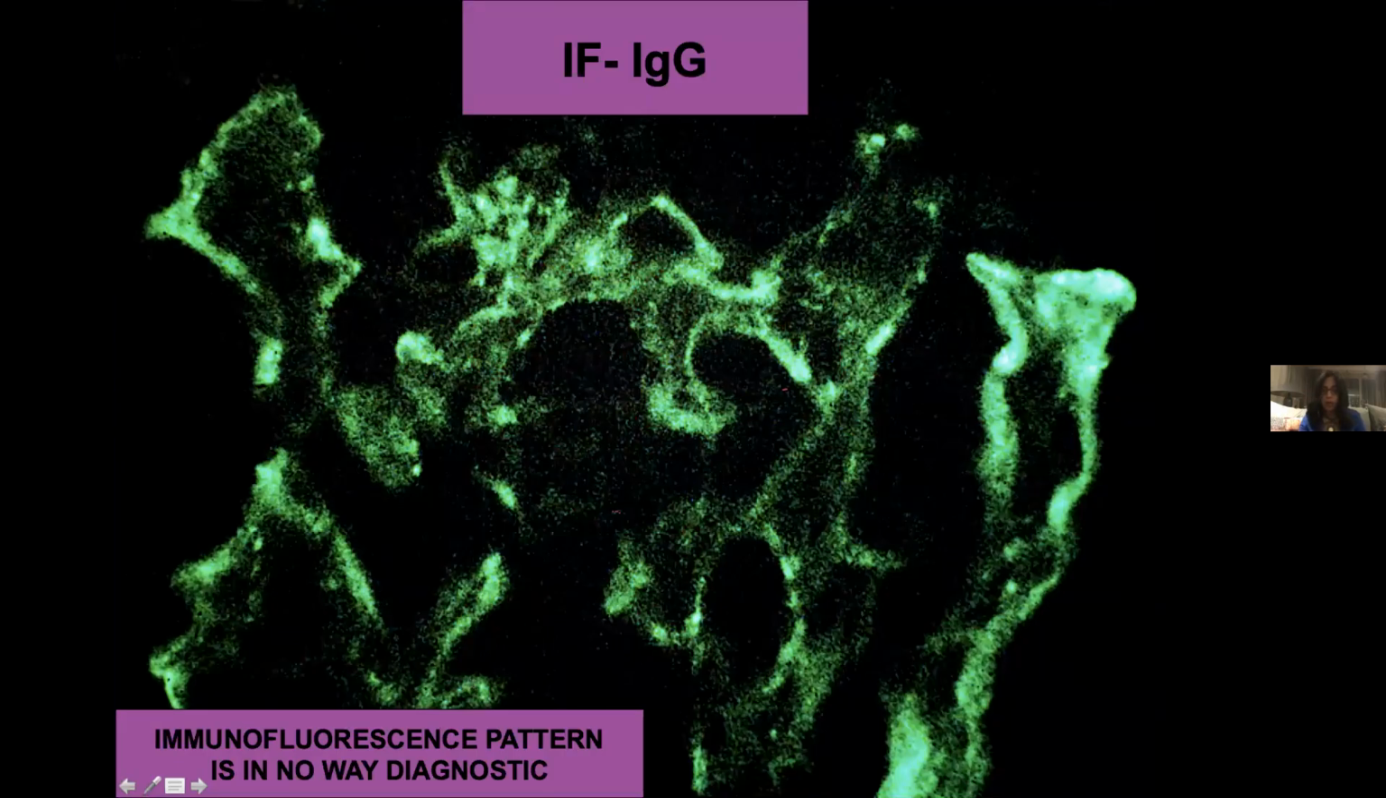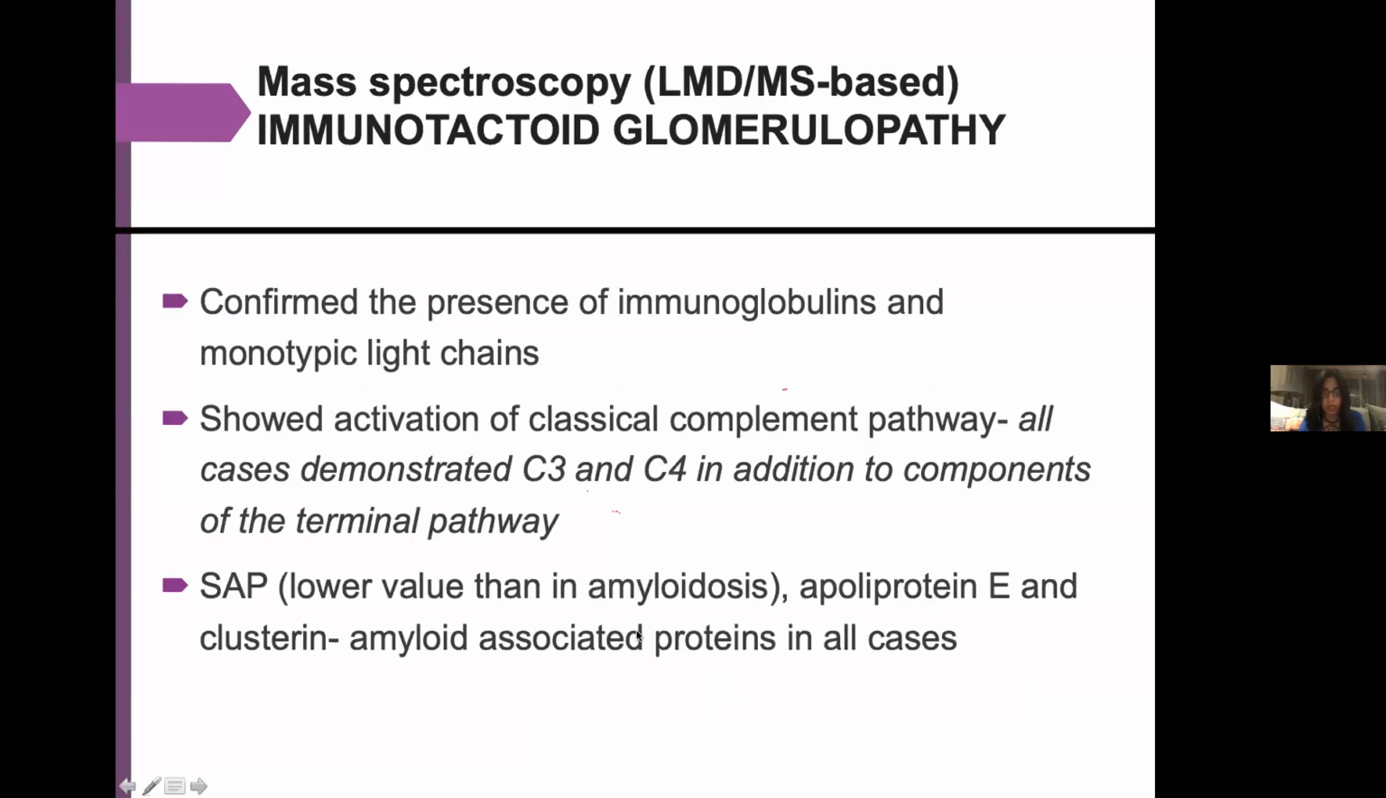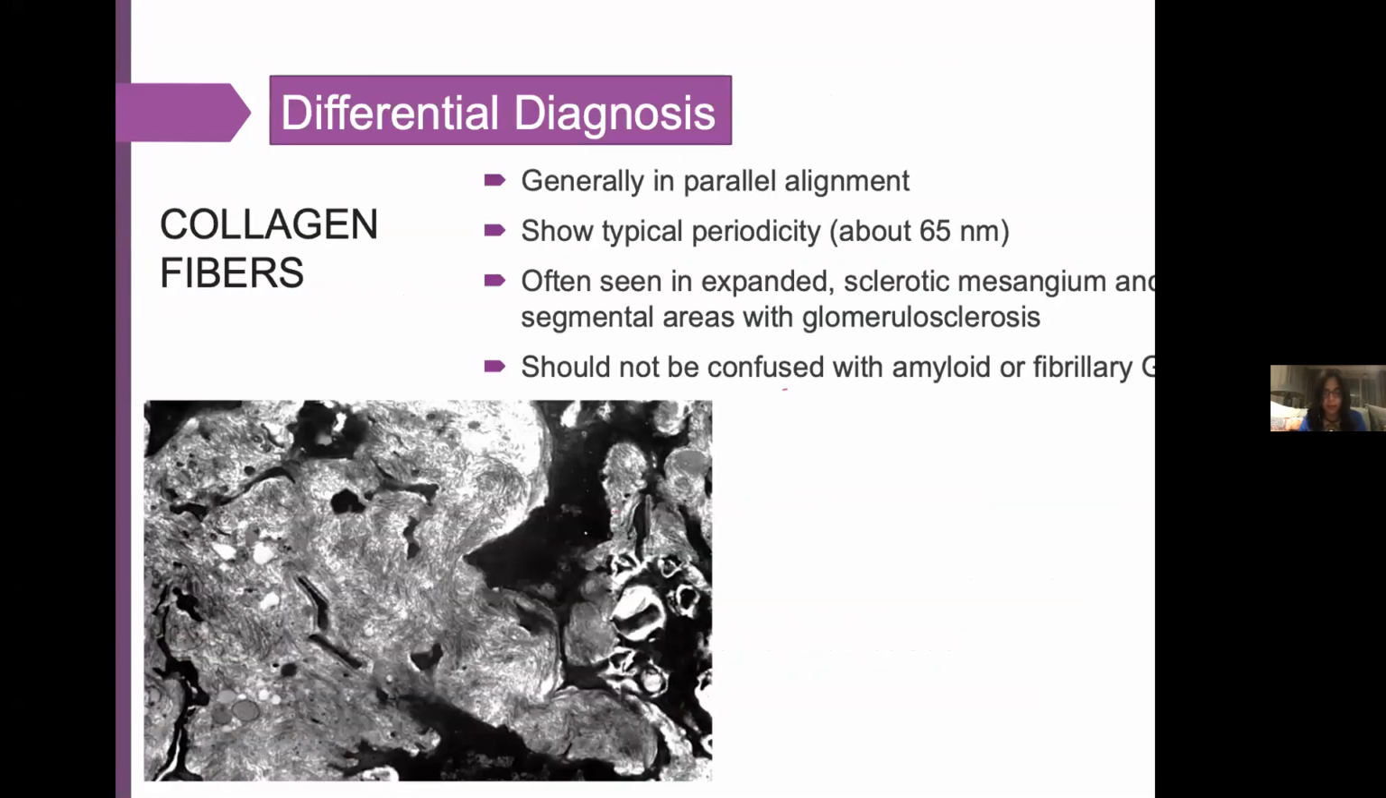Again, contrary to fibrillary, the immunofluorescence pattern is in no way diagnostic for immunotactoid. It's not like fibrillary, where you can see these smudge deposits and know that this is what you're dealing with. They followed up their patients for around 48 months. 50% had remission, 33% had persistent renal dysfunction, and only 17% progressed to end-stage renal disease. And they confirmed their findings with mass spectrometry.